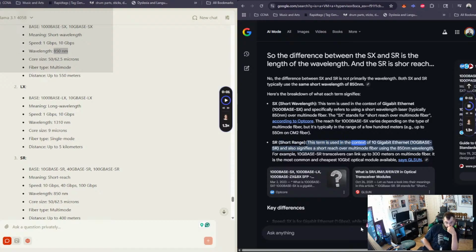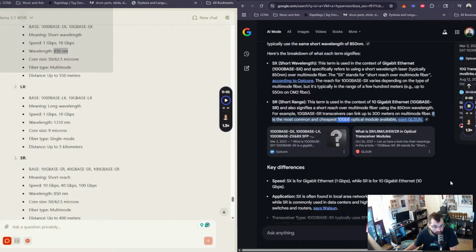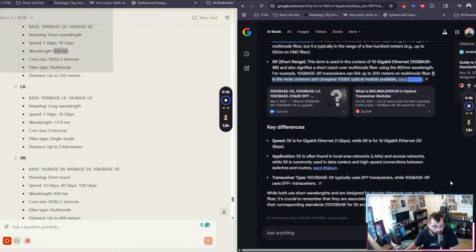SR, short range. This term is used in the context of 10 Gigabit Ethernet 10GBASE-SR, and also signifies a short reach over multimode fiber using the 850 nanometer wavelength. For example, 10GBASE-SR transceivers can link up to 300 meters on multimode fiber. It is the most common and cheapest 10G optical module available, says GLSN.